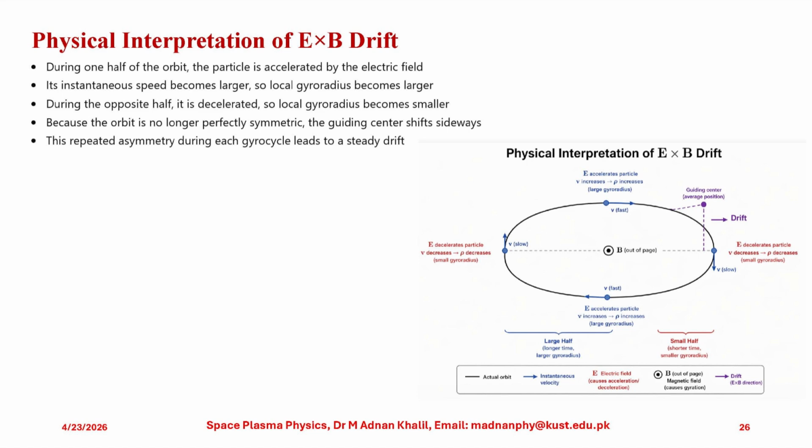Because the two halves are no longer equal, the center of the orbit shifts sideways. Repeating this process every gyrocycle leads to a steady drift of the guiding center. This is the most intuitive way to understand the E cross B drift. The drift is not produced by destroying the circular motion. It is produced by distorting the circular motion asymmetrically.